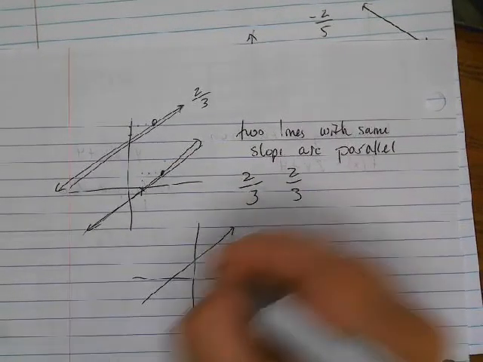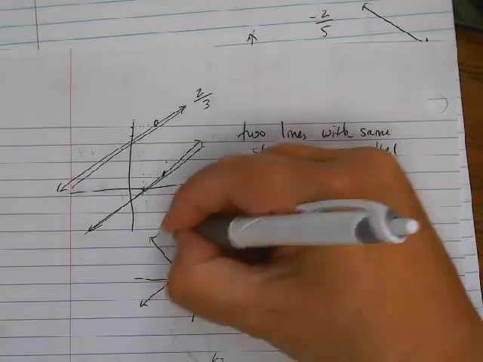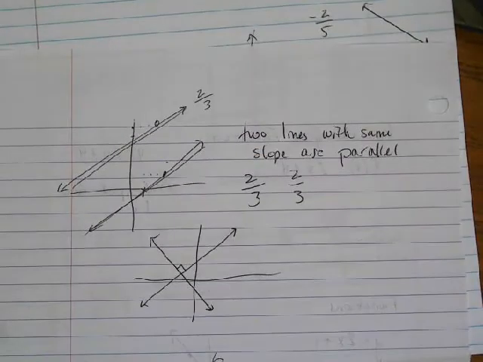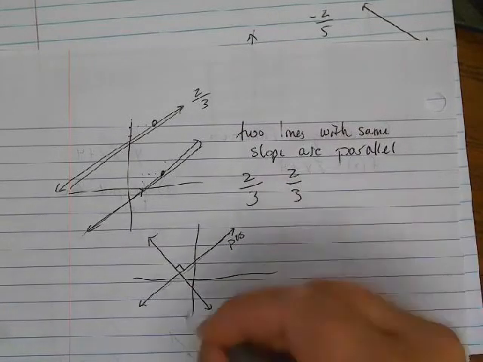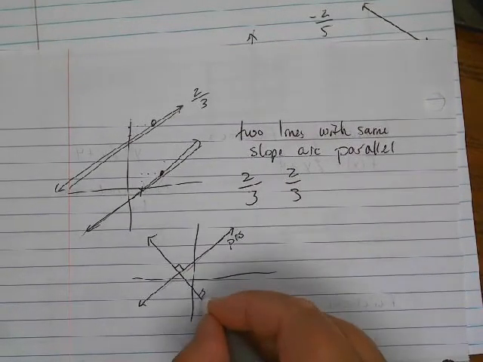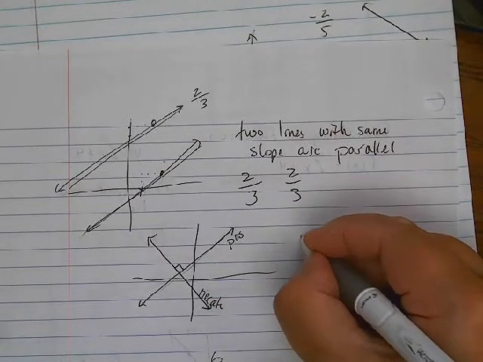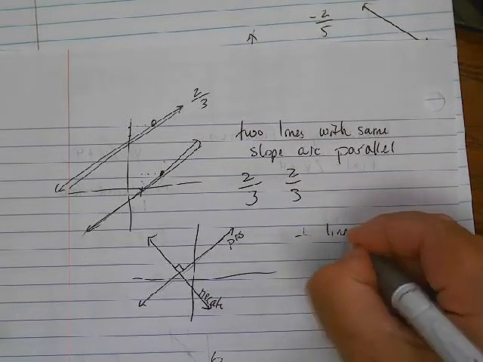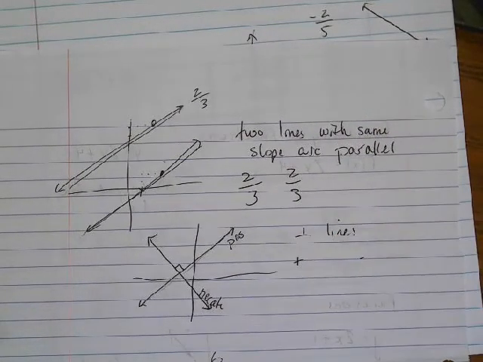And I know you did this in geometry. Two lines that are perpendicular, that means they form a right angle. Well, you notice that this one would have a positive slope. And you notice this one would have a negative slope. In fact, whenever you have perpendicular lines, one is going to have a positive and one is going to have a negative.